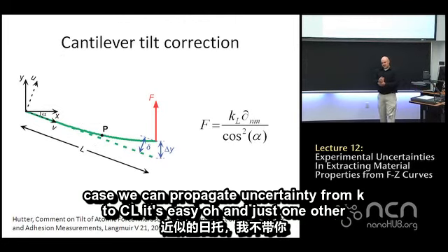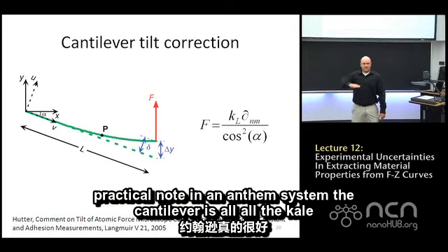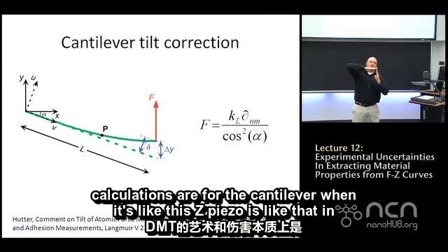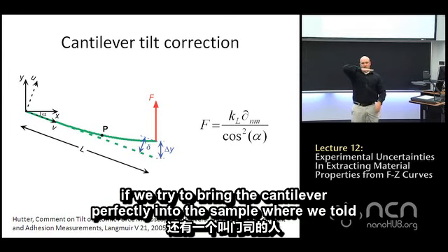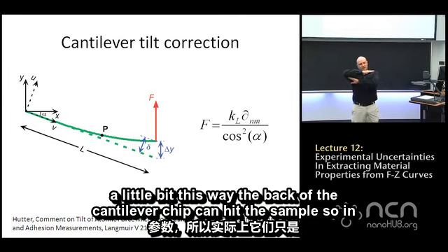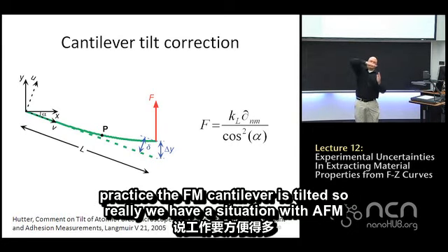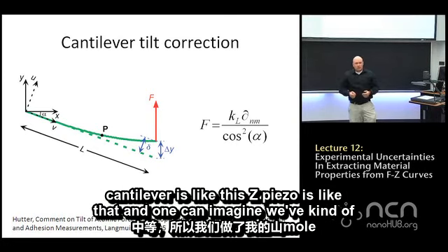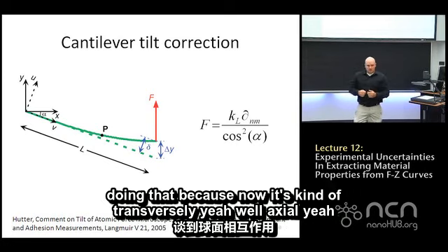Oh, and just one other practical note. In an AFM system, the KL calculations are for the cantilever when it's like this, and the Z piezo is like that. In reality, that is never the case, because if we try to bring the cantilever perfectly into the sample, well, we tilt a little bit this way, the back of the cantilever chip can hit the sample. So in practice, the AFM cantilever is tilted. So really, we have a situation where the AFM cantilever is like this, and the Z piezo is like that. And one can imagine we've effectively stiffened the cantilever by doing that, because now it's transversely, axially loaded.